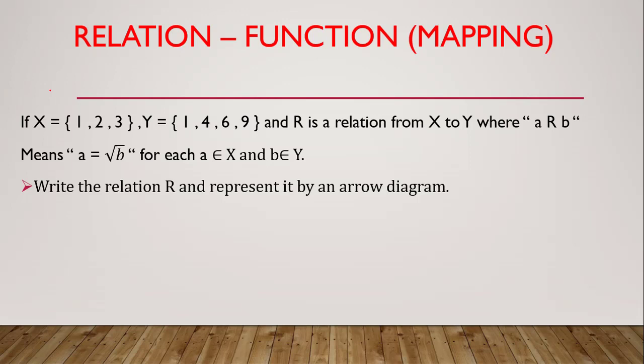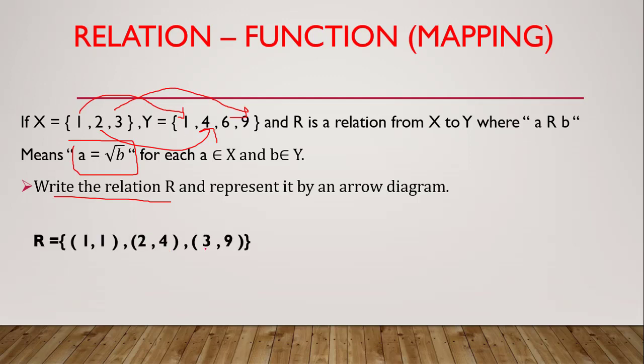Okay. Let's see. We want to write the relation. It means to write the set of ordered pairs. This is the rule. It's very important. a equals root b. So if I choose 1, 1 equals root what? Root 1. So I'll take 1 with 1. Why? Because 1 equals root 1. 2 equals root 4. So 2 with 4. 3 equals root 9. So now I have 3 points: 1 and 1, 2 and 4, 3 and 9. Why? Because 1 equals root 1, 2 equals root 4, and 3 equals root 9.